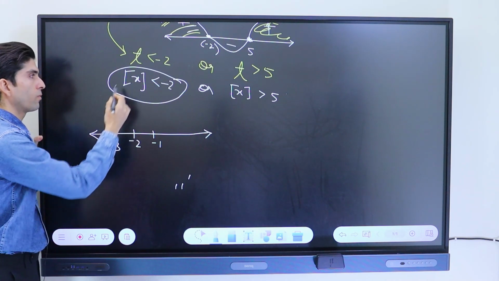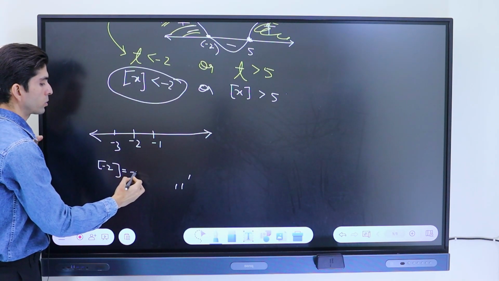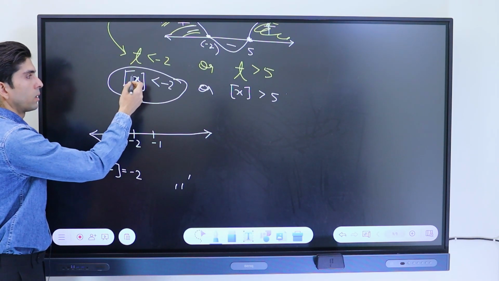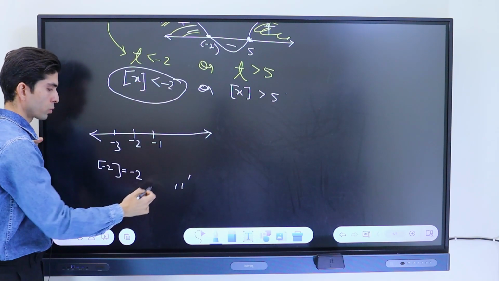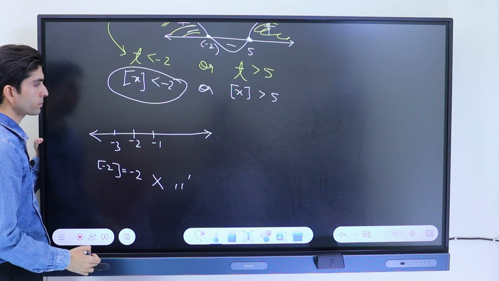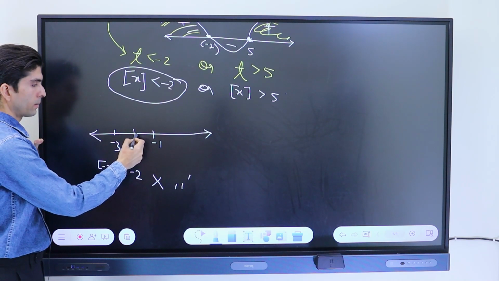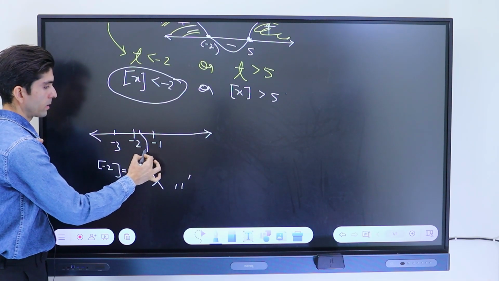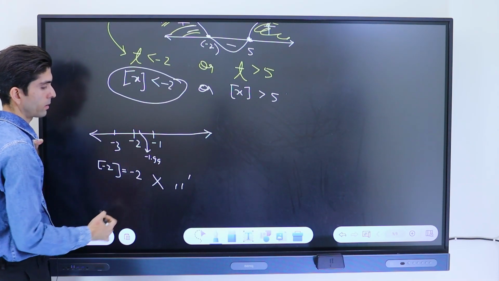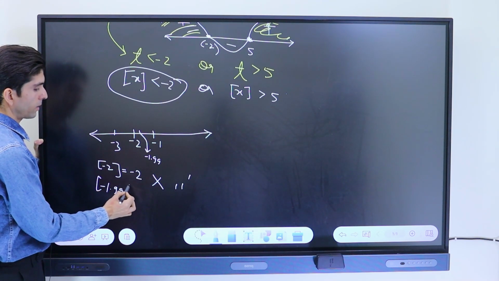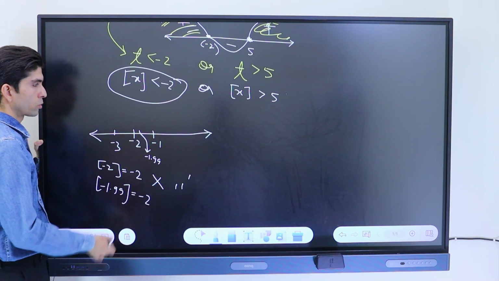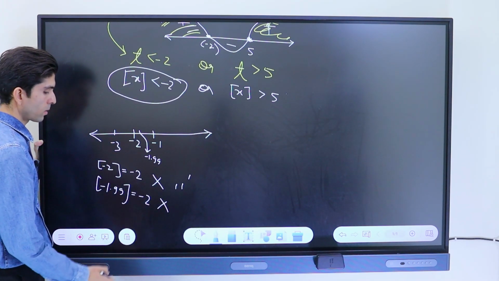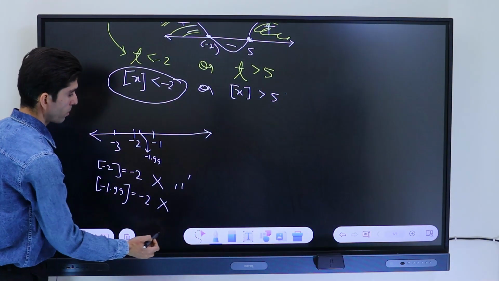So let's start from -2. If we take -2, then the greatest integer of -2 is -2 by the definition of the greatest integer function. But we want greatest integer of x less than -2, so this is not satisfying. What if I search for some value of x in this region? Let's say I take -1.999. If I take -1.999, again I get -2. But I want something whose greatest integer is less than -2, so again this is rejected.